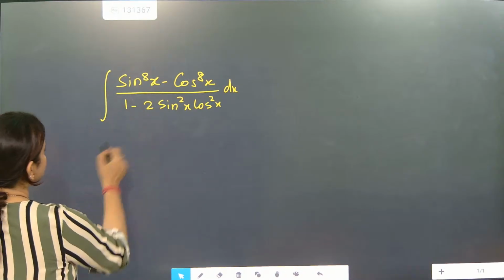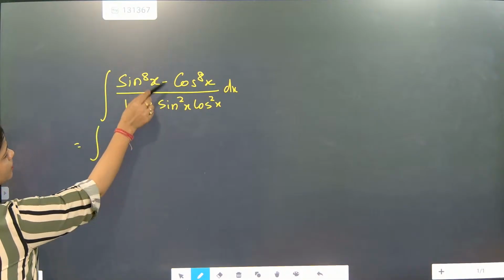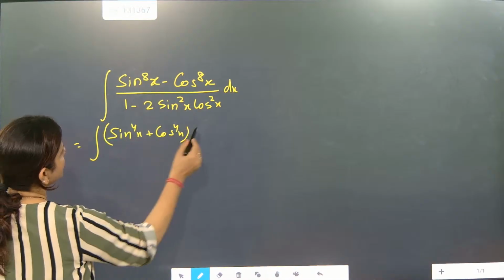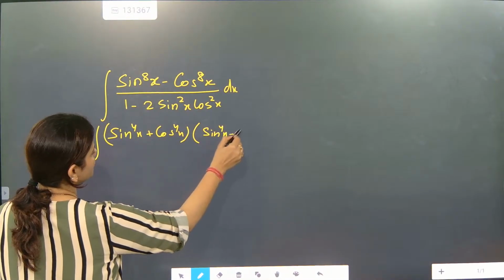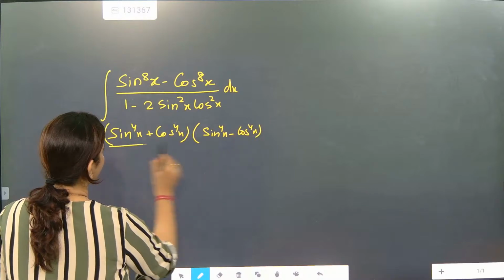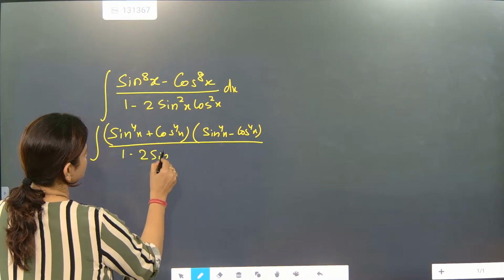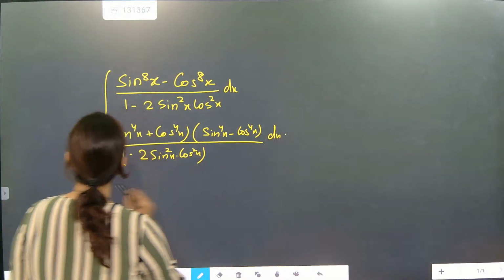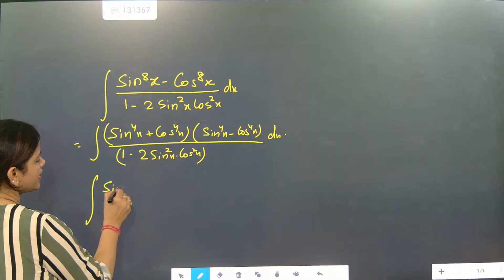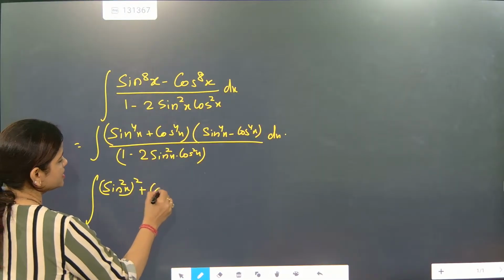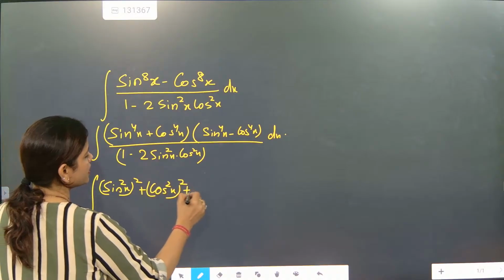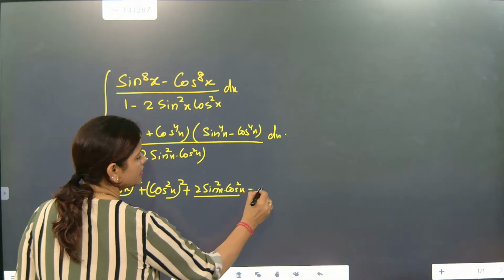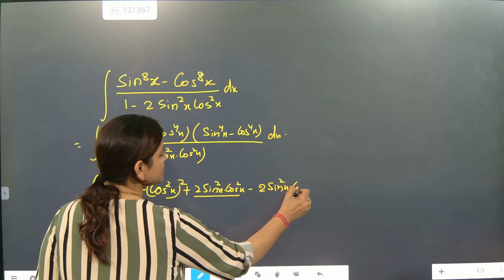What we will do first when we are solving this question, just check this one out. This will become sine to the power 4x plus cos to the power 4x, and here it will become sine to the power 4x minus cos to the power 4x by 1 minus 2 sine square x cos square x. Now here this part dx will come. Now here this section will be (sine square x) whole square plus (cos square x) whole square plus 2 sine square x cos square x. We have added this one and we have also subtracted. So already in class I taught you this.